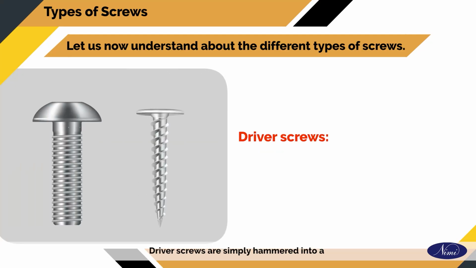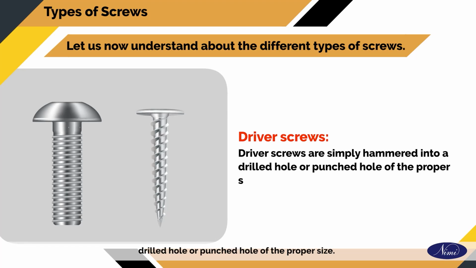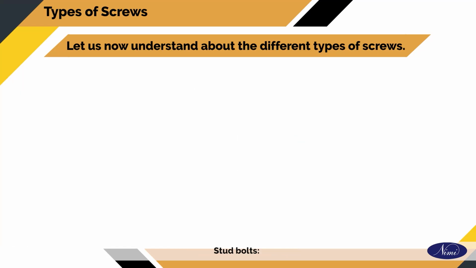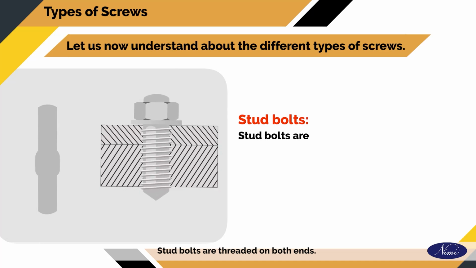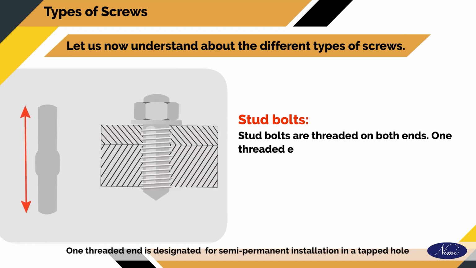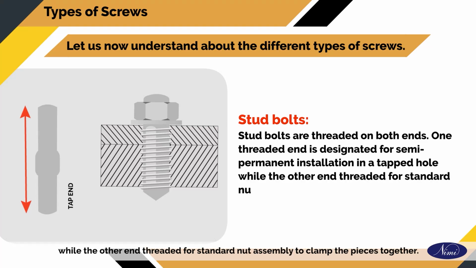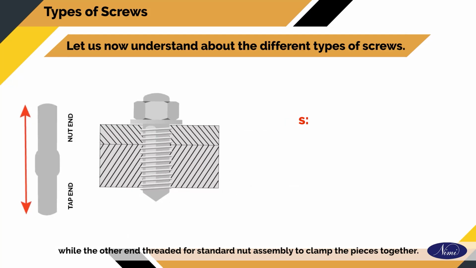Driver screws. Driver screws are simply hammered into a drilled hole or punched hole of the proper size. They make a permanent joint. Stud bolts. Stud bolts are threaded on both ends. One threaded end is designated for semi-permanent installation in a tapped hole, while the other end is threaded for standard nut assembly to clamp the pieces together.